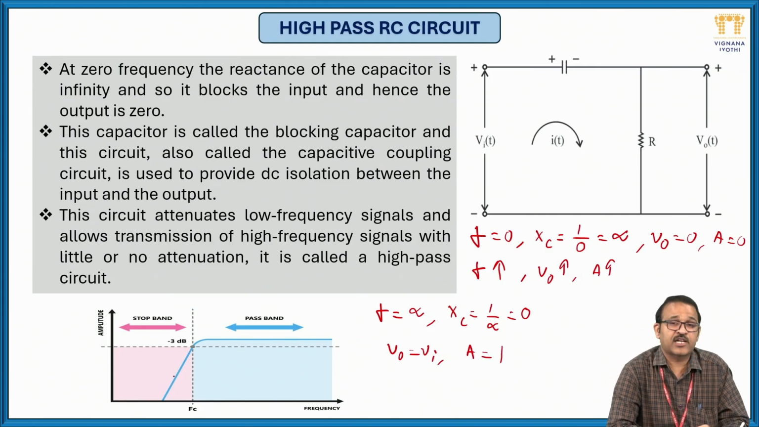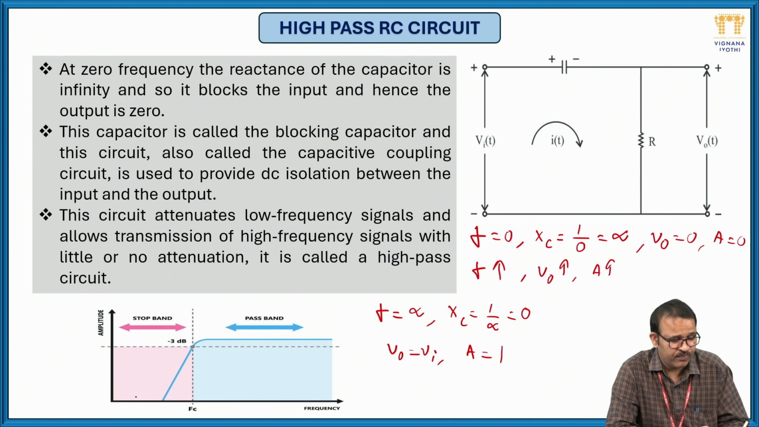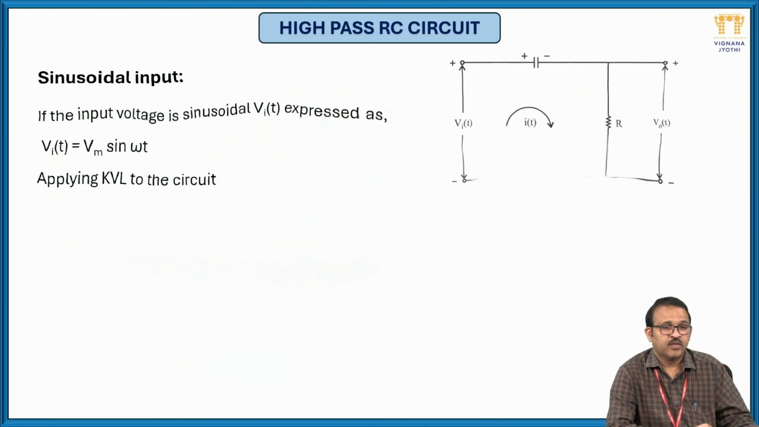So this is the graphical representation of the high pass RC circuit, frequency versus gain. For very low frequency signals, the gain is 0. As frequency increases, gain also increases up to the maximum value at f greater than fC. After the cutoff frequency, gain is equal to unity because output is equal to input. After the cutoff frequency is the pass band, and before the cutoff frequency is the stop band.